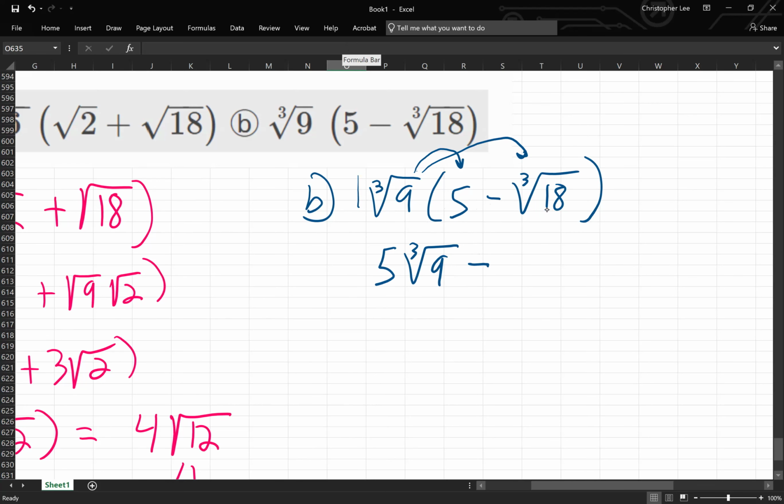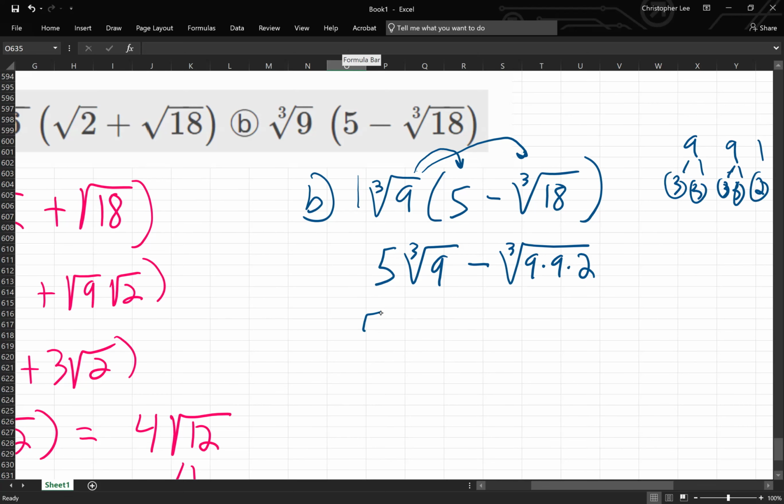Now you just multiply the insides. So 9 times 18, that's... 18 is 9 times 2, so this is just 9 times 9 times 2. Breaking that down, you know that 9 is 3 and 3, 9 is 3 and 3, and you have the 2. So these are the prime factors right here.